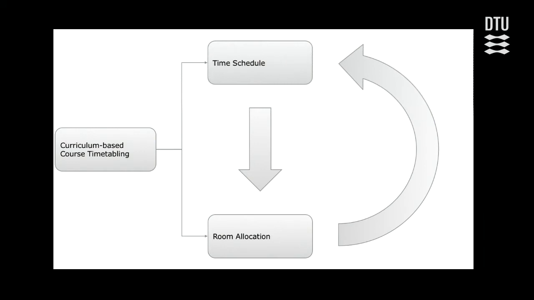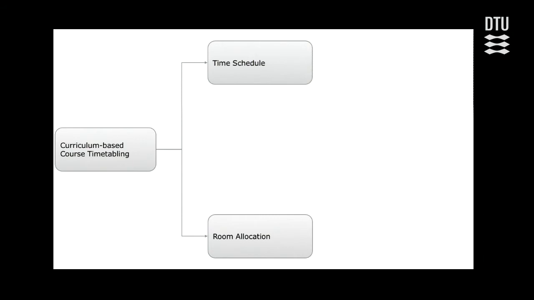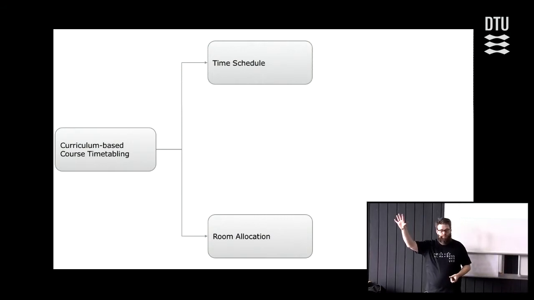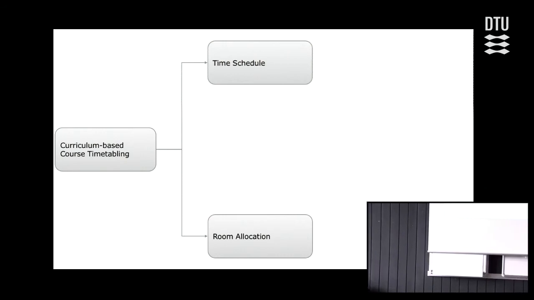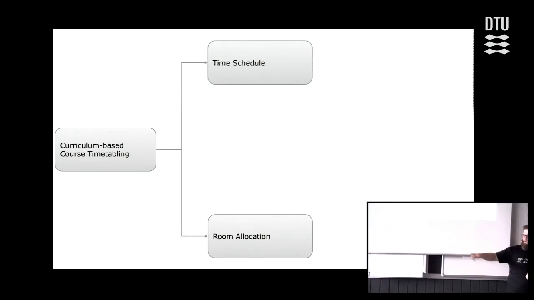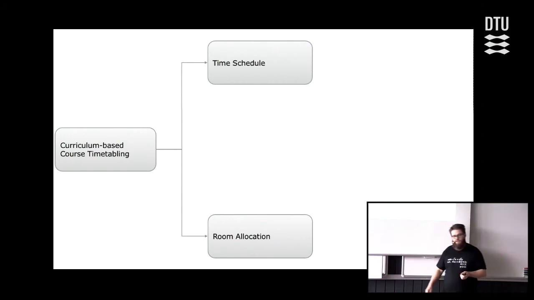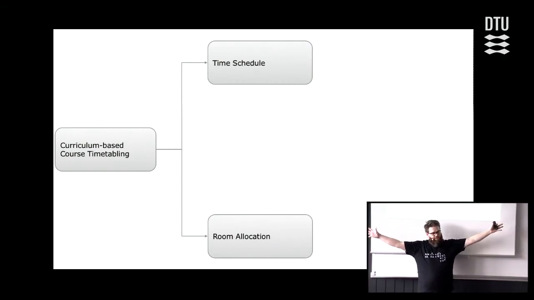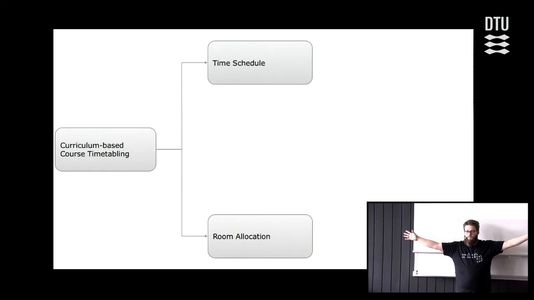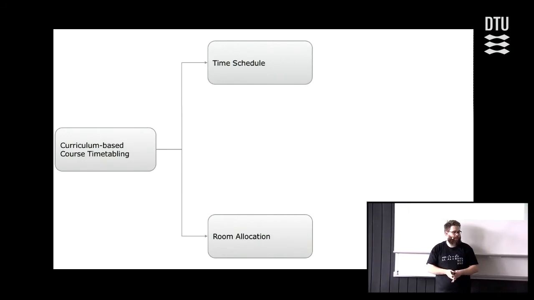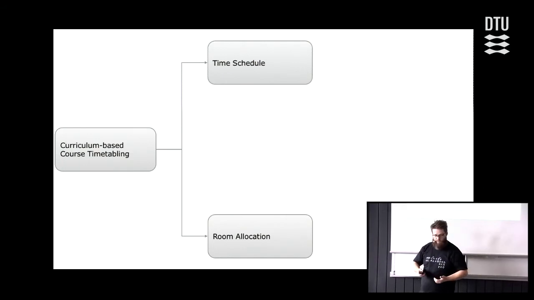We are inspired by this, but we're not doing this. So we still think of the problem as two parts: a time scheduling problem that does not know anything about the rooms, and then a room allocation problem that does not know anything about the time. And the question is, if I find a solution for each of these models, is it possible for me to combine the solutions into a feasible solution overall?